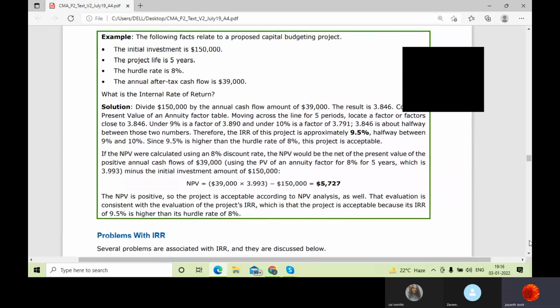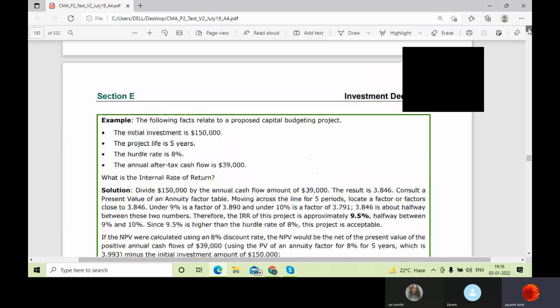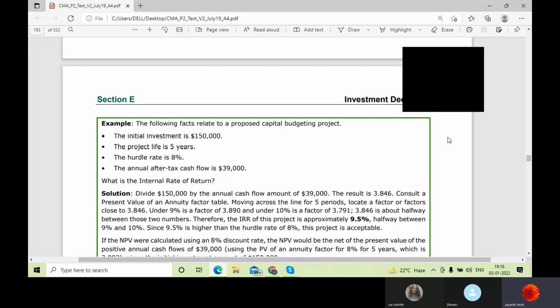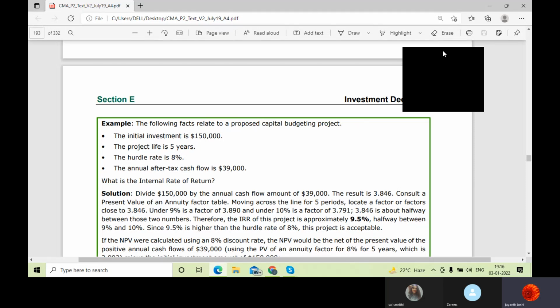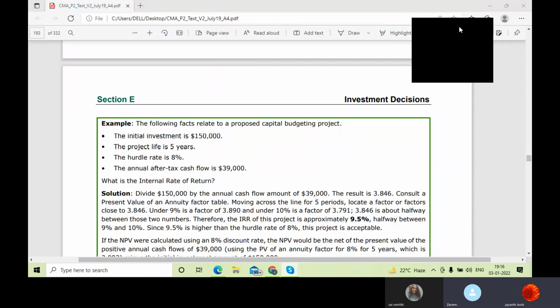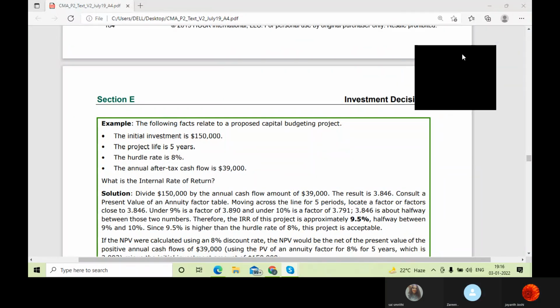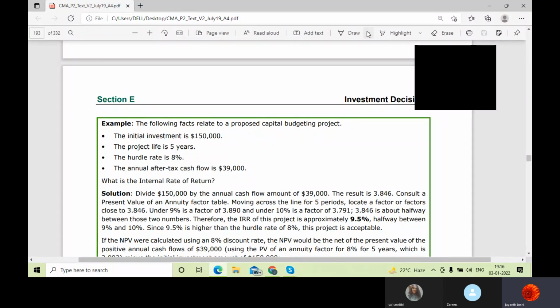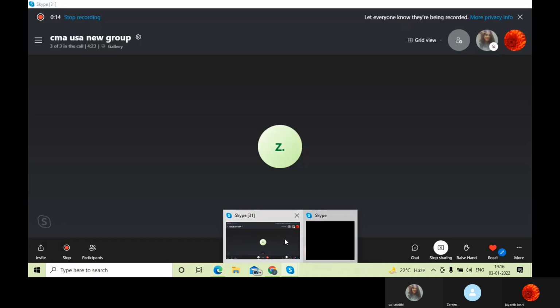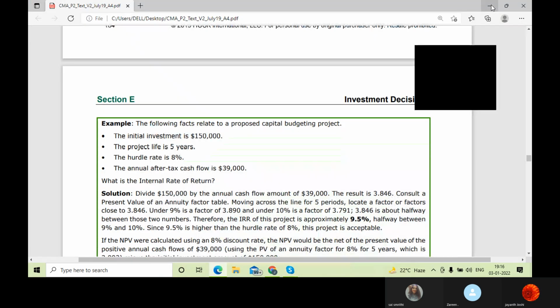So can we do this question right now? Yes. Can we find out the IRR of this? Hello. We didn't do this one, huh, Zarina? No, sir. Okay, let's start from here. Okay, please try to solve this question.